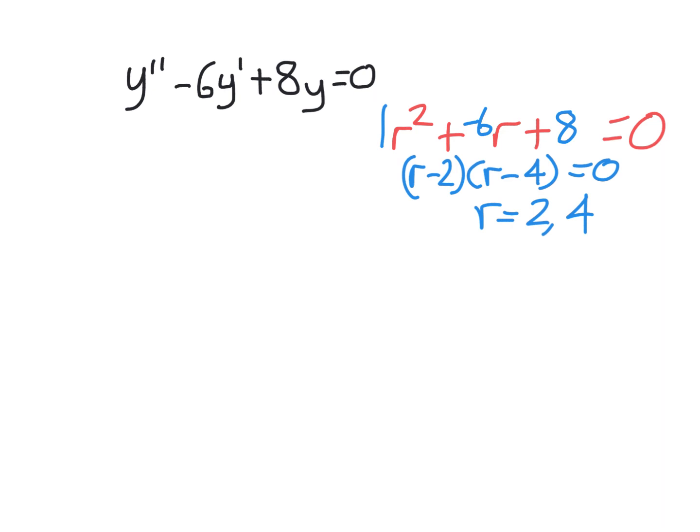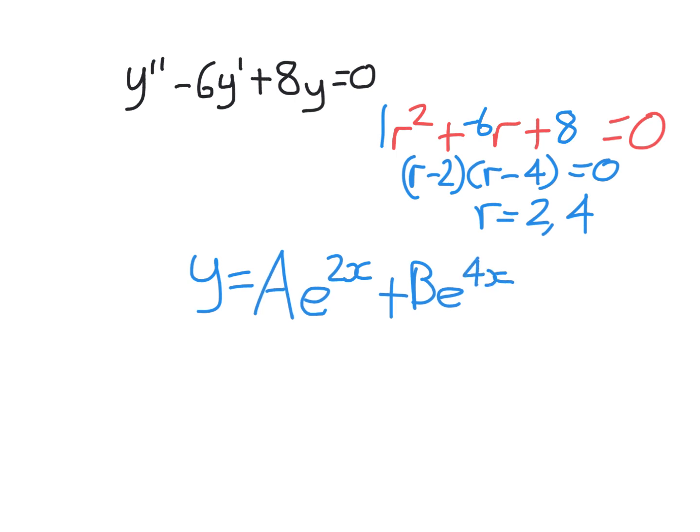In this case, the solution is simply going to be y equals a, where a is just some constant, e to the power of 2x plus some other constant, e to the power of 4x. So when you have 2 distinct solutions, those solutions go here as the coefficient of x. We can easily differentiate this to show that it is a solution. All right, let's look at another example.